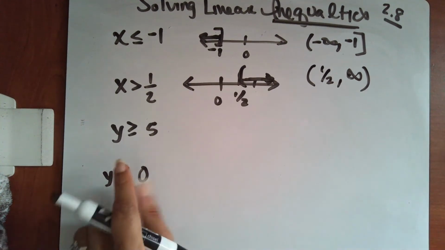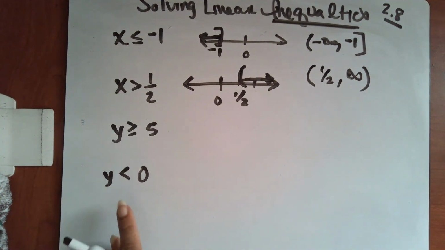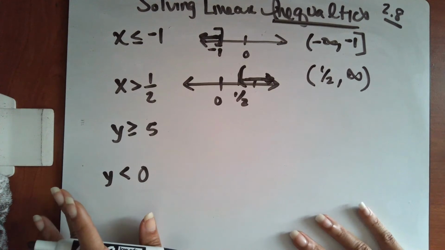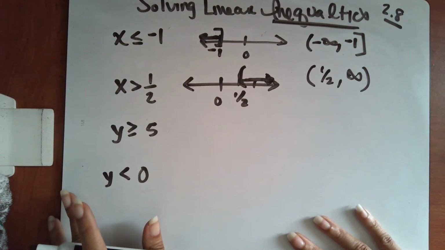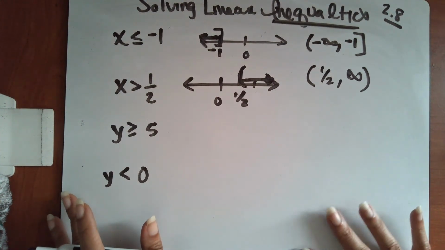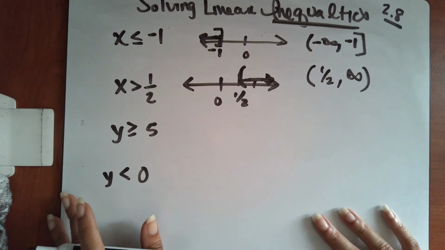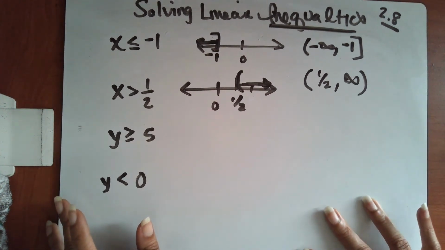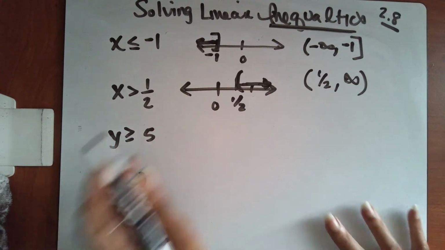Then we have y is greater than or equal to 5, and y is less than 0. I think you should pause it and try to do those two by yourself, and then unpause it and see if you got them correct. So, y is greater than or equal to 5.